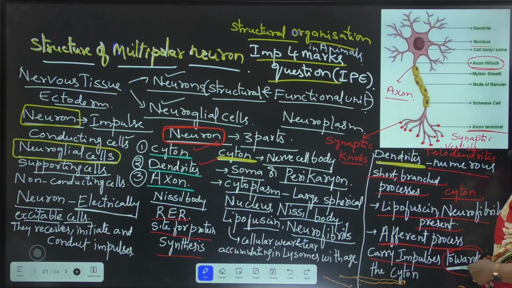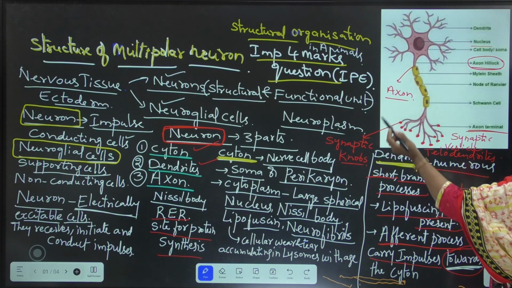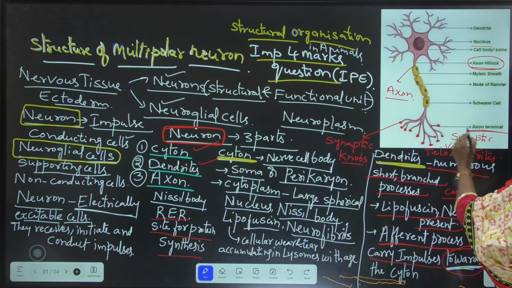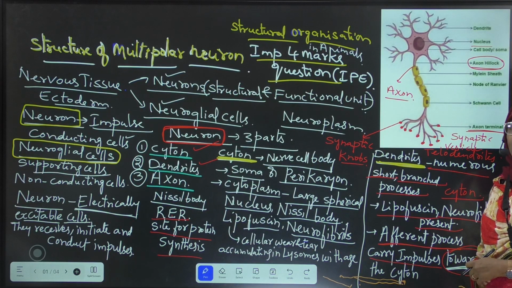Once again, axon. What is the axon? It is a long, unbranched process arising from the cyton. What is the axon hillock? The region of the cyton from which the axon arises. The distal part of the axon divides into many branches called axon terminals. These consist of knob-like structures called synaptic knobs. Inside these, a vesicle is present, called the synaptic vesicle, which consists of acetylcholine, which acts as a neurotransmitter.